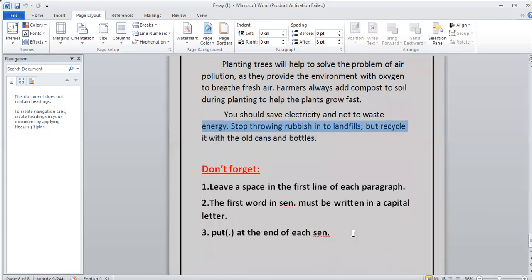Here I have general rules to write the essay. Don't forget, number 1, to leave a space in the first line of each paragraph, in the introduction, body, and conclusion. You have to leave a space in the first line. The first word in each sentence must be written in a capital letter. And of course this is something we know: the first word in every sentence must be capital. Put a full stop at the end of each sentence.